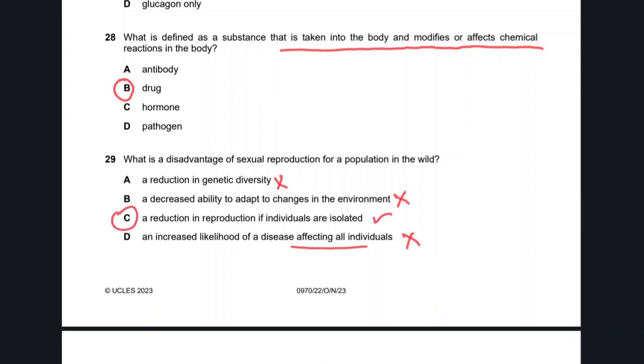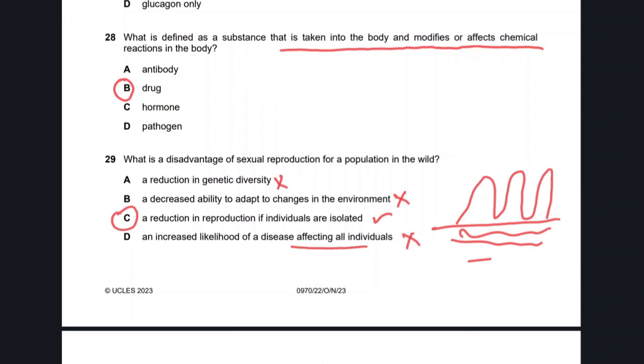The C option is presenting that if there are any kind of reproductive barriers like a mountain or river, and one member of the species is on this side, another member of the species on this side, so there will be reproductive isolation between them.